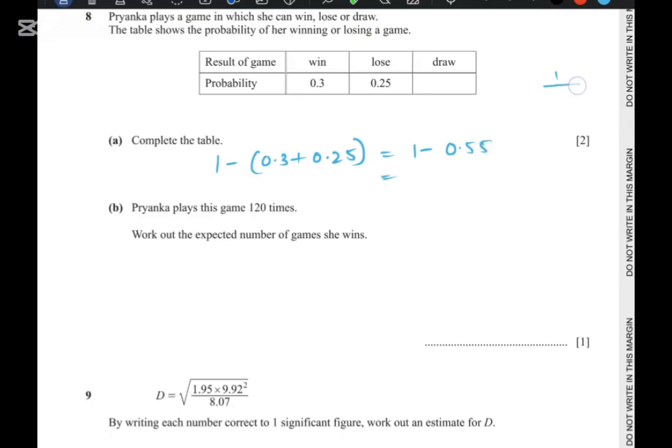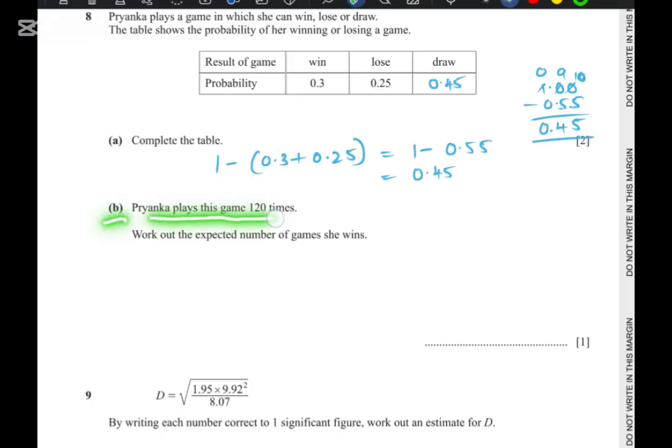Subtract 1.00 minus 0.55. This is 10, this is 9, this is 0. 10 minus 5 is 5, 9 minus 5 is 4, 0 minus 0 is 0. So this is 0.45. The probability of draw is 0.45. Question A is done. Question B.